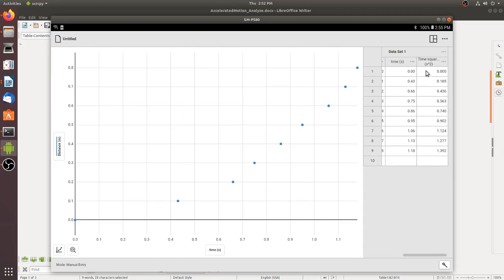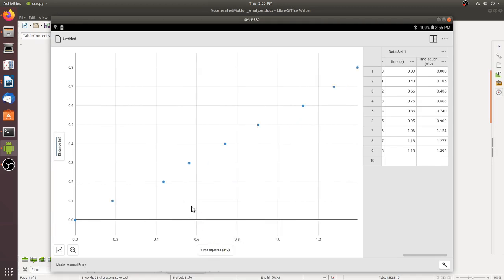So now there's another column here, time squared. Well, this is 0 squared, 0.43 squared, I believe that. So now I'm going to change the x-axis to time squared, and I get a straight line. Fantastic. It's not an exact straight line. It's not bad. If one of your data points is way out of whack here, you might check for errors in data entry, or I don't know, could have a bad data point, could have had some bad stopwatch work.